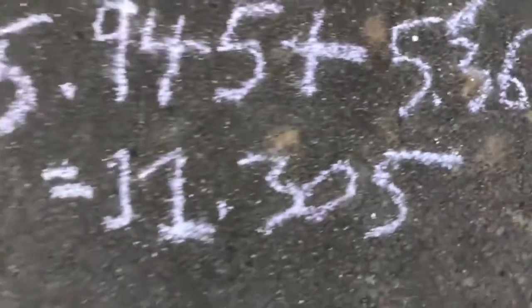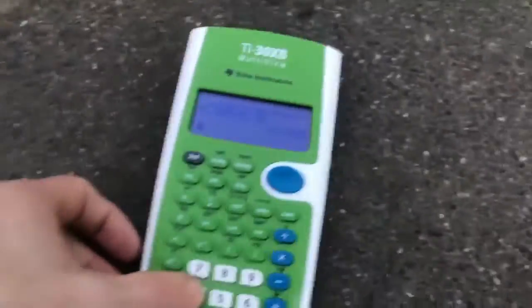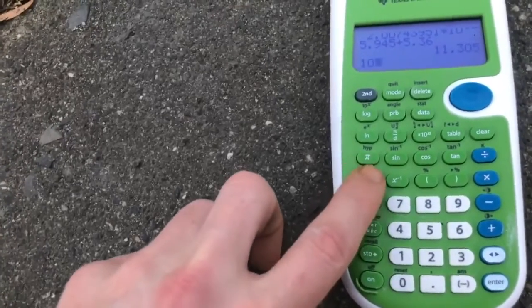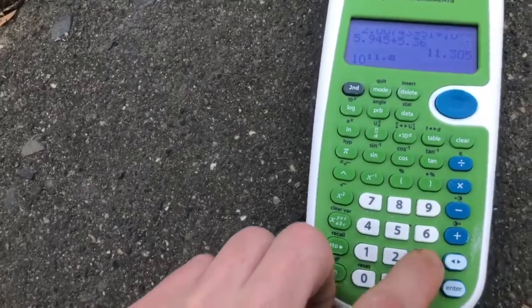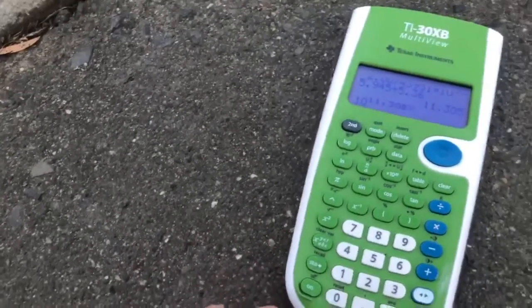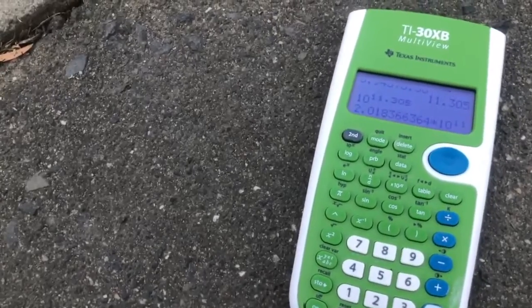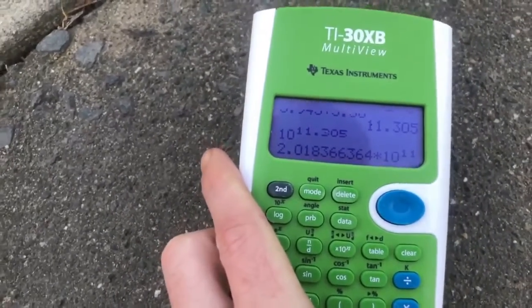This gives us 11.305. And all we have to do now is take 10 and raise it to the power of 11.305. This is called the anti-logarithm, and this is because we are working in base 10. And sure enough, the answer matches.